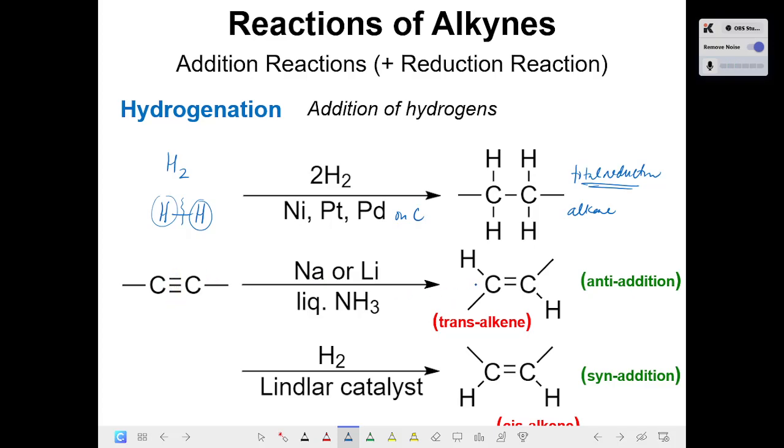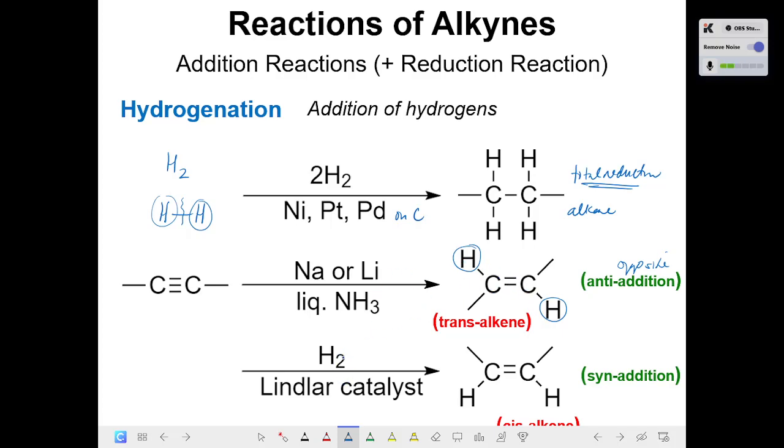Kasi itong triple bond, it will become double bond here, and we call that your anti-addition. So yung H nandito sa isang side, and the other one is on this side. So it is anti-addition kasi nga there are opposite with each other. And we will form here a trans-alkene. Bakit siya trans-alkene? Kasi the groups are on the opposite side of the double bond.